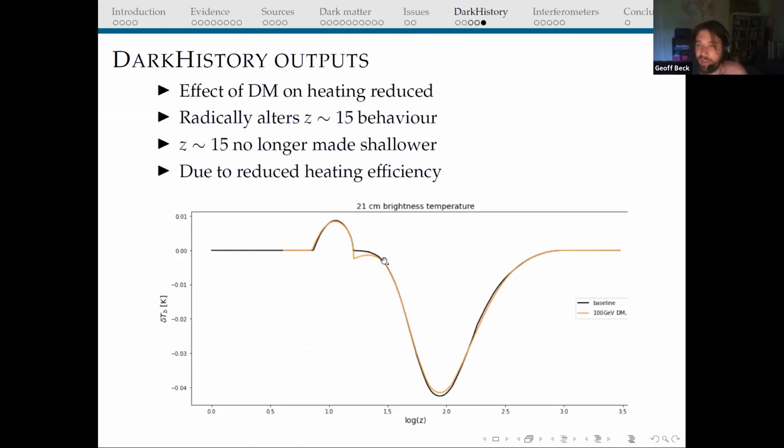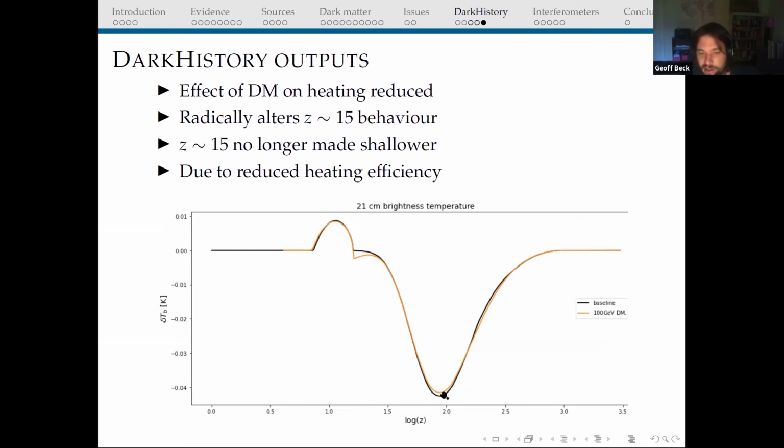So using the actual baseline and computing 21 centimeter results, we can see we get very different results to those original models. Note we haven't included the additional trough here. That's something we're working on at the moment, that additional Lyman alpha trough at around redshift 10 or 20. But the heating effect has been massively reduced.